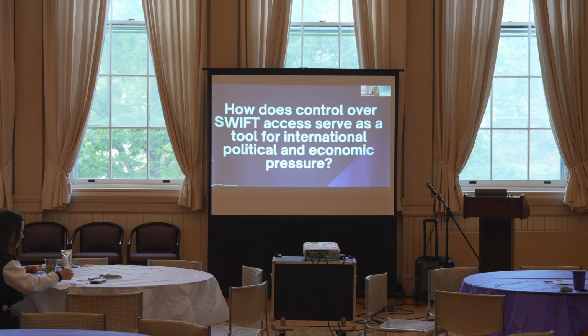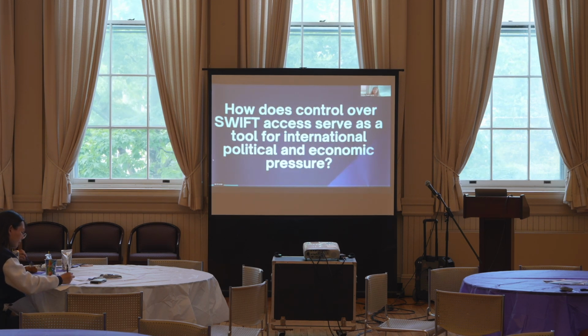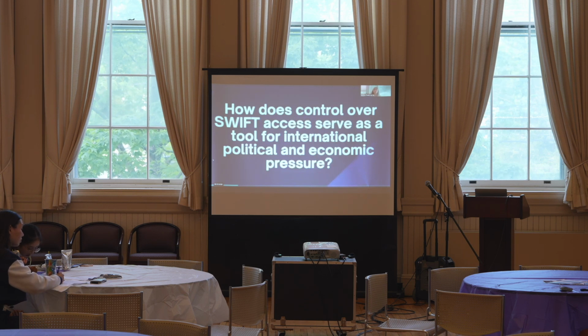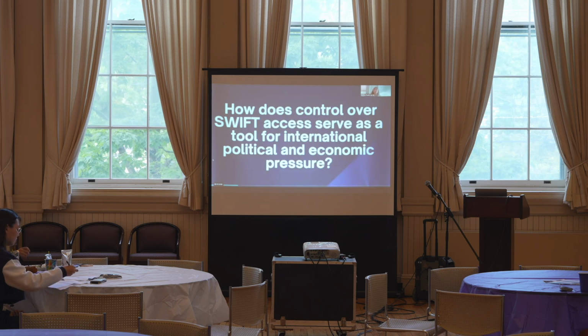While sanctions usually bring to mind images of blocked trade or frozen assets, there is a more technical but equally devastating form of punishment, and that is cutting off a country's access to SWIFT, the global financial messaging system. Without SWIFT, a country is essentially locked out of the world economy.